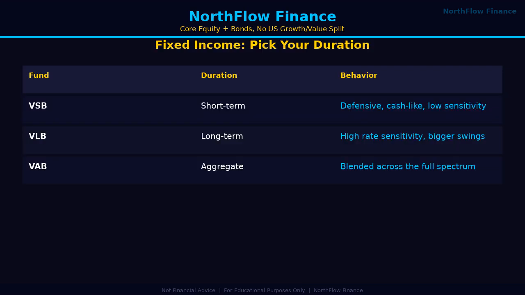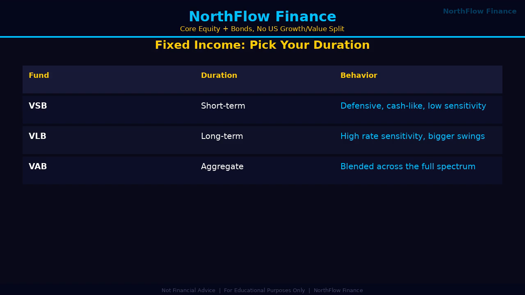Short-term bond ETFs, like Vanguard's VSB, hold Canadian government and investment-grade corporate bonds with shorter maturities. These are less sensitive to interest rate changes, and they behave more like a defensive, almost cash-like allocation. On the other end of the spectrum, long-term bond ETFs like VLB hold longer maturity Canadian government bonds. These carry much higher interest rate sensitivity, they tend to perform well when rates fall, and they can decline sharply when rates rise.